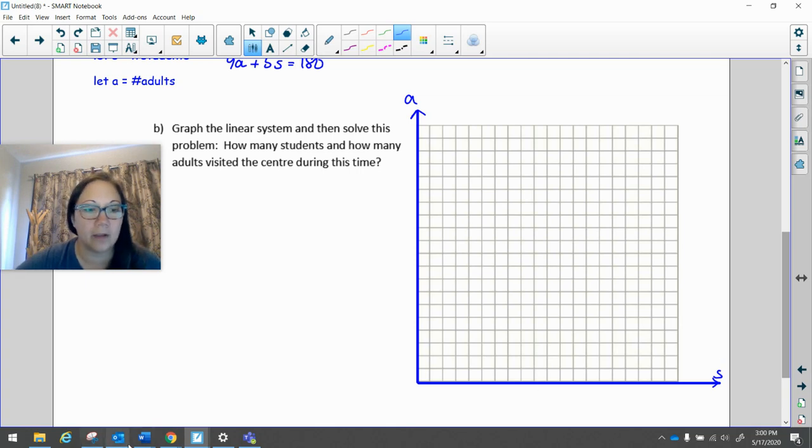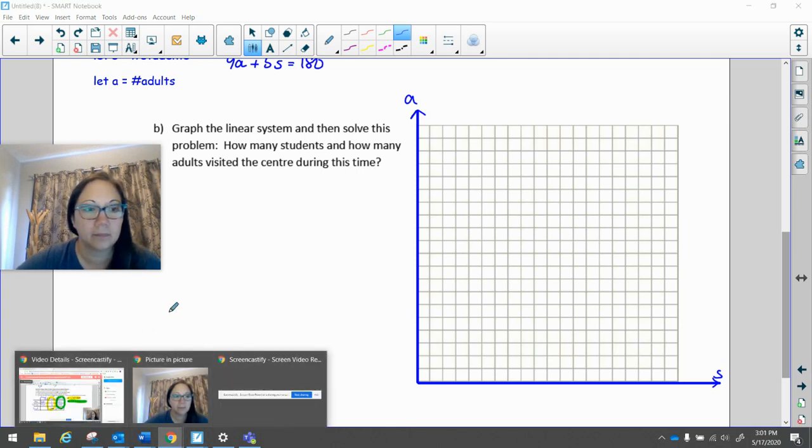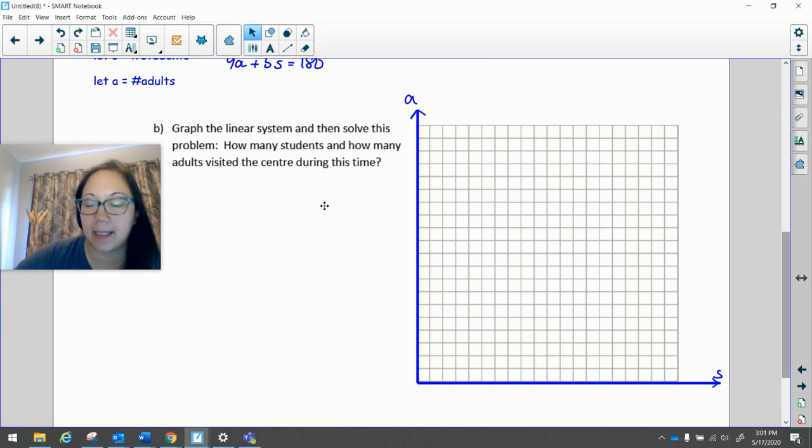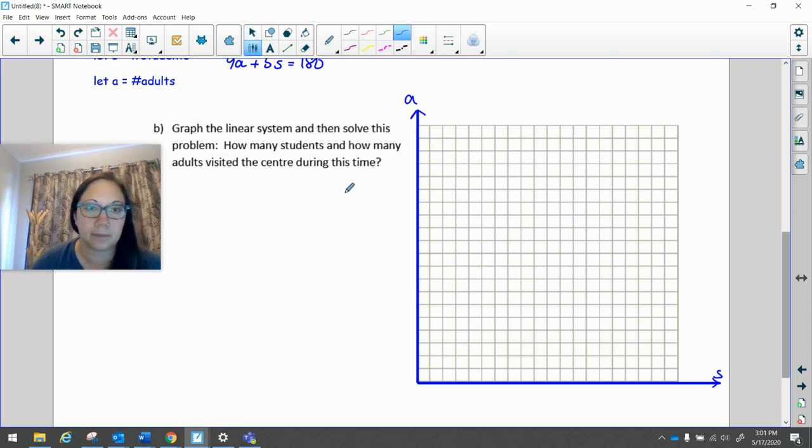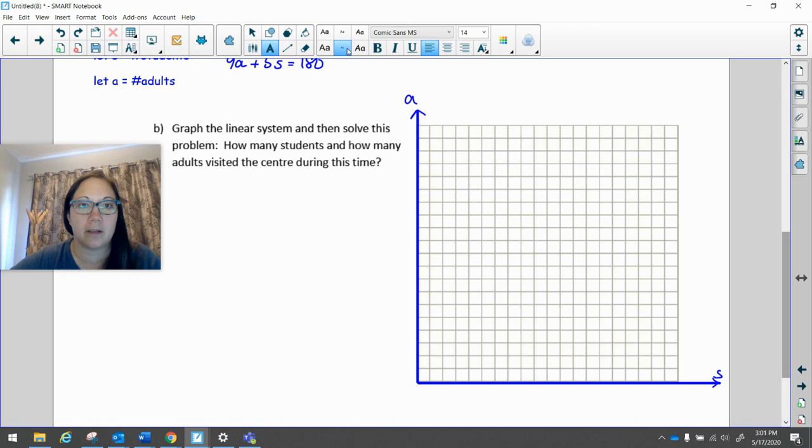So we have adults, which is A, on the y-axis and students, which is S, on the x-axis. So I'm also going to label that. Actually, I'll type it and then I can swing it around. Number of adults is here. And the number of students is here. So we've got a label on each one. We've also relabeled the X and Y as S and A, respectively.